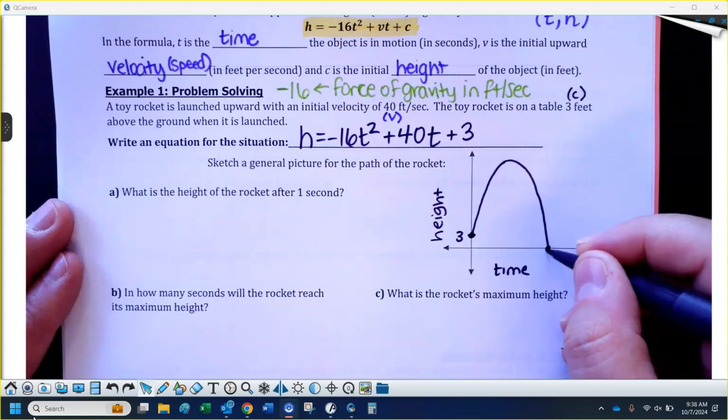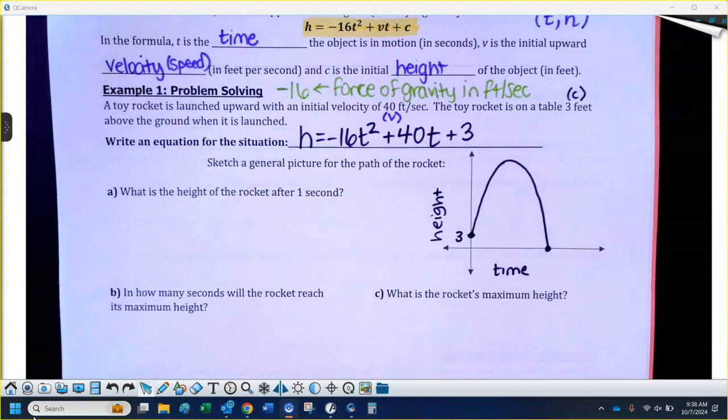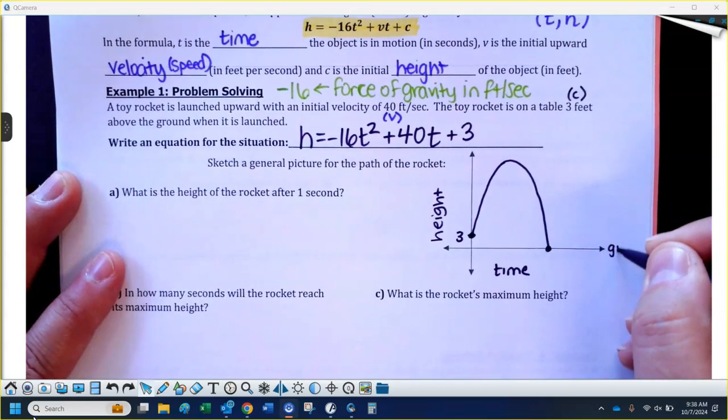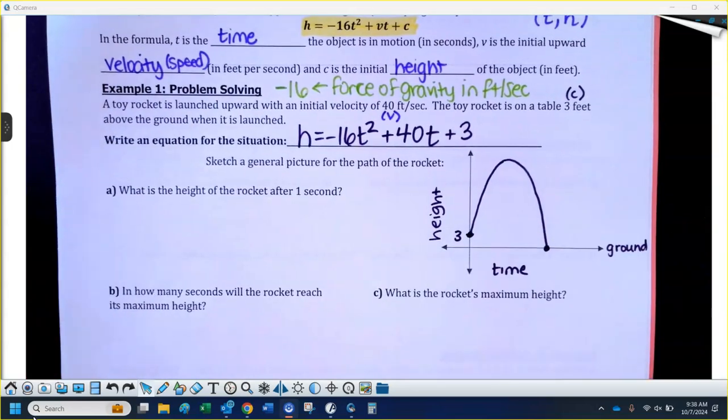And on my picture, does anybody know why I'm not going out of the first quadrant? Like, why do I stop on the x-axis? Right, it would go underground. The ground is going to stop it. It's not that powerful. It's a toy rocket. Okay, so it's going to stop on the ground. So basically, the x-axis would represent the ground in terms of the height of the object.